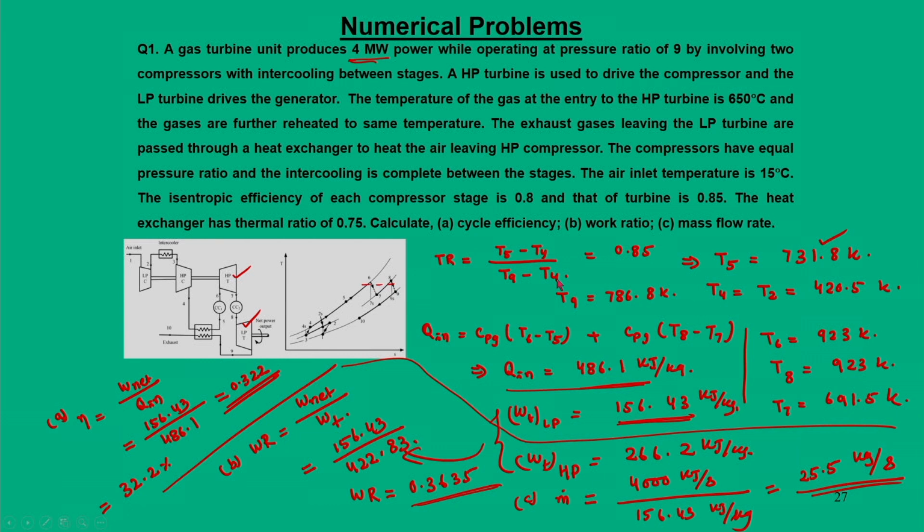If you look at this particular problem, it is very big, but the simplified way of analyzing it is to draw the TS diagram, calculate the cardinal temperatures, then use these expressions to see how much is getting added. Accordingly, in an overall sense we can get the cycle efficiency, work ratio and mass flow rate. These are the points of interest.